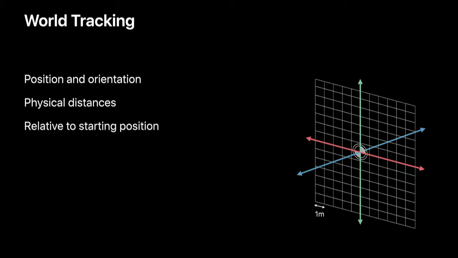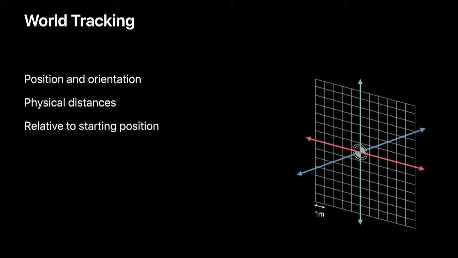ARKit provides world tracking. This is our technology that uses visual inertial odometry. It's your camera images, it's the motion of your device. And it provides you a rotation as well as a position, or relative position, of your device. But more importantly, it provides real-world scale. So all your virtual content is actually going to be rendered to scale in your physical scene. It also means that motion of your device correlates to physical distance traveled, measured in meters. And all positions given by tracking are relative to the starting position of your session.